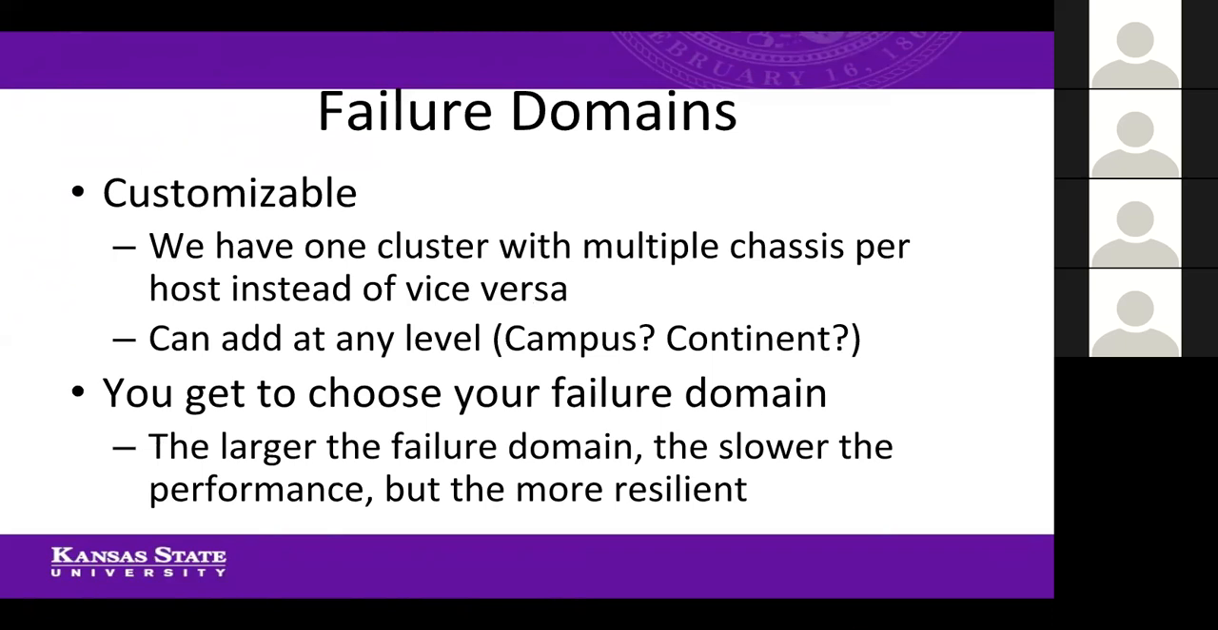Again, this is kind of talking about what I just said. You can add them at any level. You can make up your own, and you get to choose your failure domain. It has a default built in, but you can choose your own. If you have a larger failure domain, your performance is slower because you're going across more area. Your latency is always going to be bigger when you're going across space, but it is going to be more resilient.